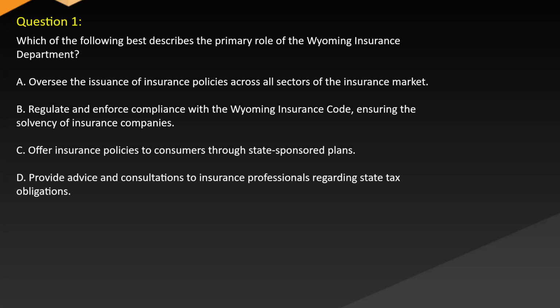Question 1. Which of the following best describes the primary role of the Wyoming Insurance Department? A. Oversee the issuance of insurance policies across all sectors of the insurance market. B. Regulate and enforce compliance with the Wyoming Insurance Code, ensuring the solvency of insurance companies.